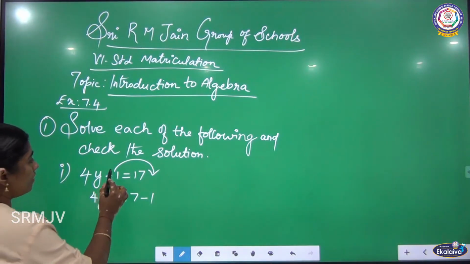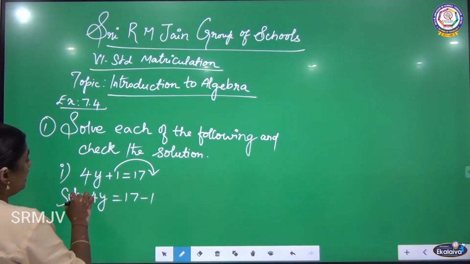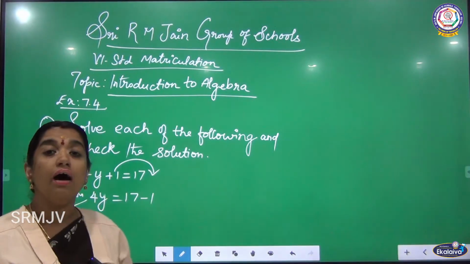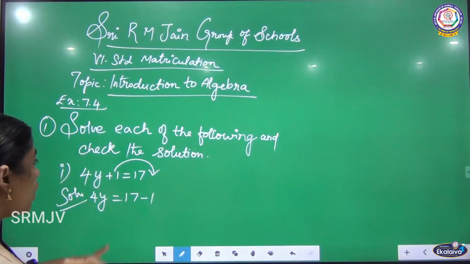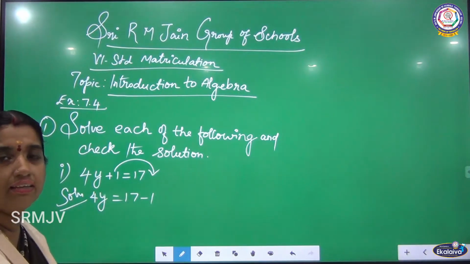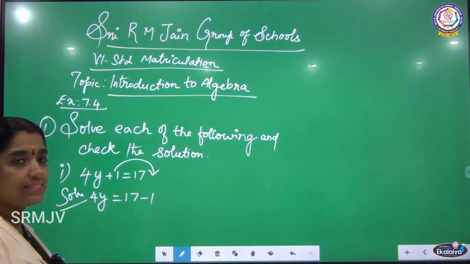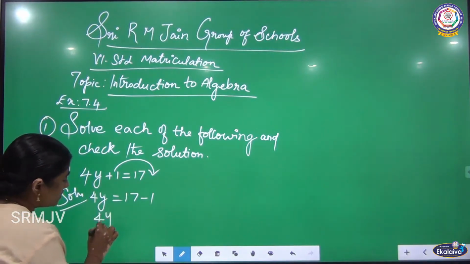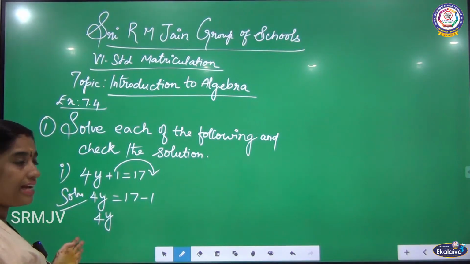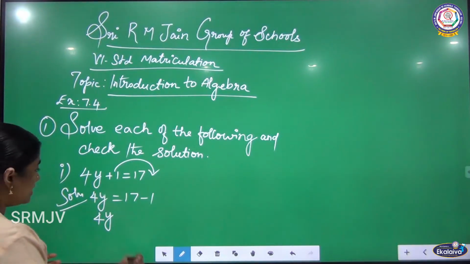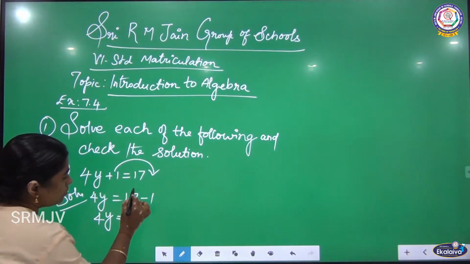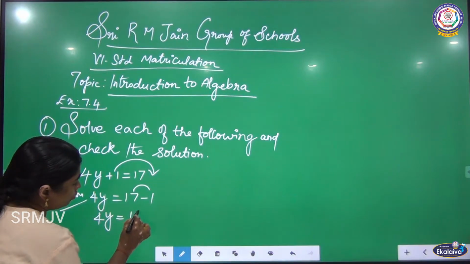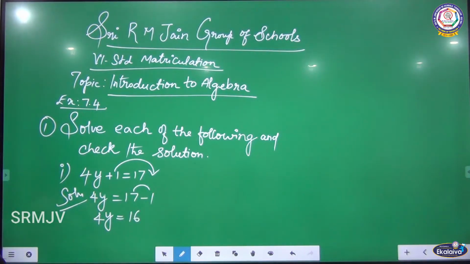See, plus 1, when I move it to the other side of the equal sign, what does it become? Minus 1. So 17 is already there in the equation, so write that 17 as it is. Now listen, on your left hand side there is 4y. 17 minus 1 is what? When I subtract these two, I get 16.